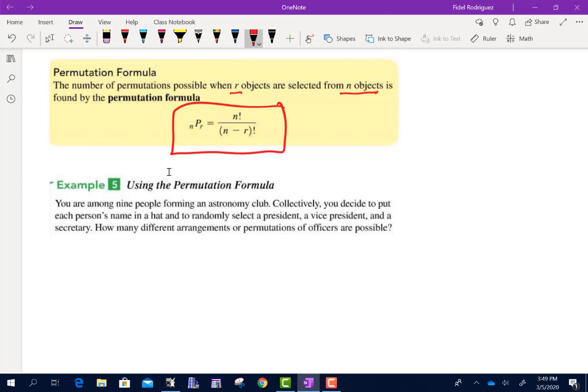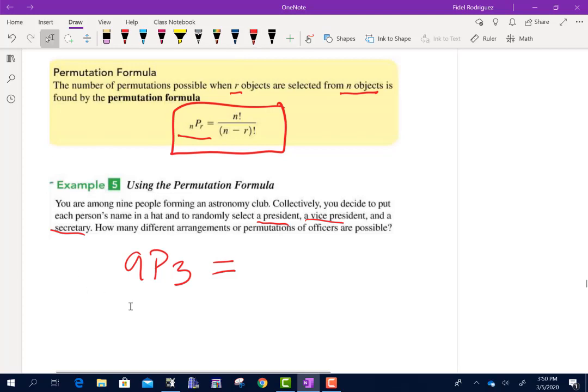You're among 9 people forming an astronomy club. Collectively, you decide to put each person's name in a hat to randomly select a president, vice president, and secretary. How many different arrangements or permutations of officers are possible? So we have 9 people, and we're going to pick a president, a vice president, and a secretary, so a total of 3. I write it this way because the N is how many we have total. The R is we're selecting 3 of them.